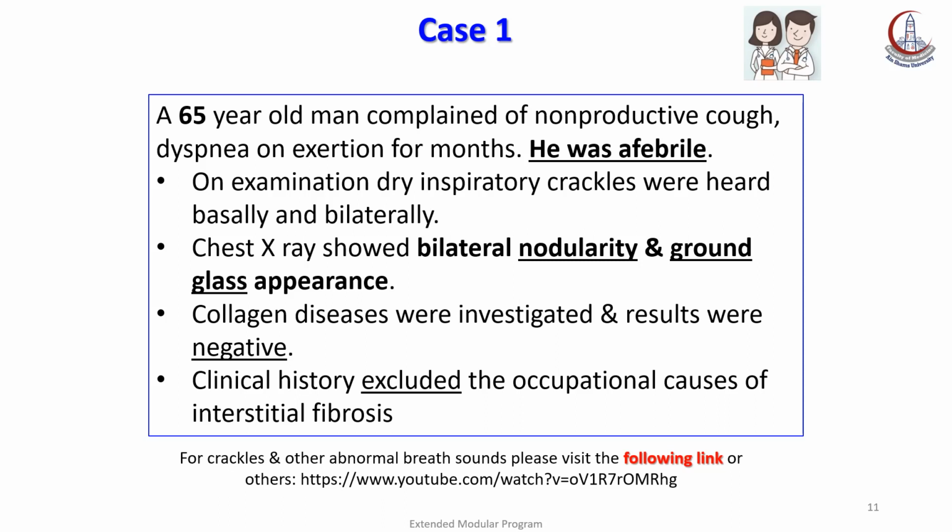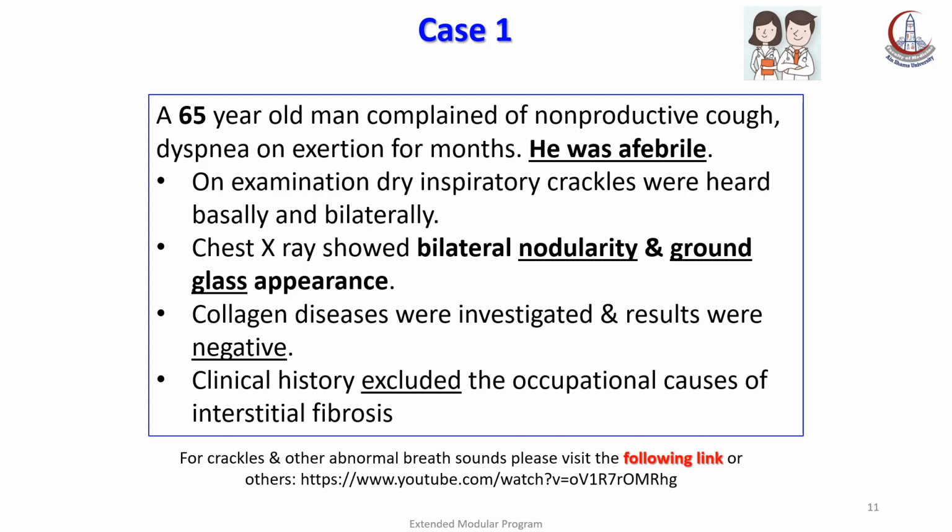It's a sign of chronic interstitial lung disease. It may be part of a systemic disease like systemic lupus or rheumatoid arthritis. So the physician investigated the collagen diseases, and the results were negative. Clinical history excluded occupational causes of interstitial lung fibrosis, like pneumoconiosis, also.